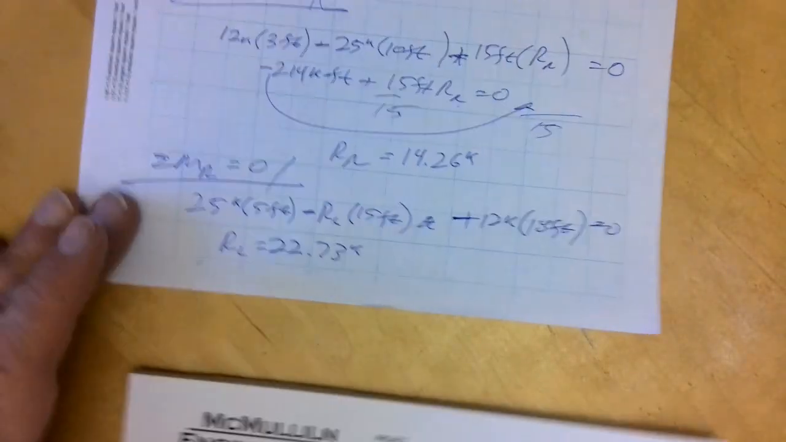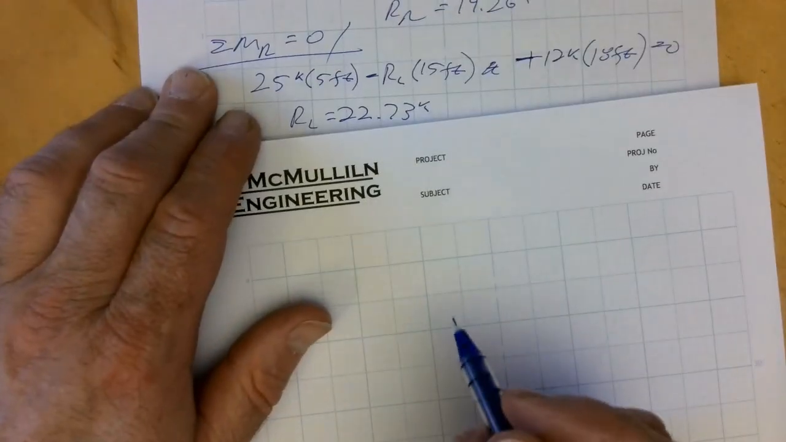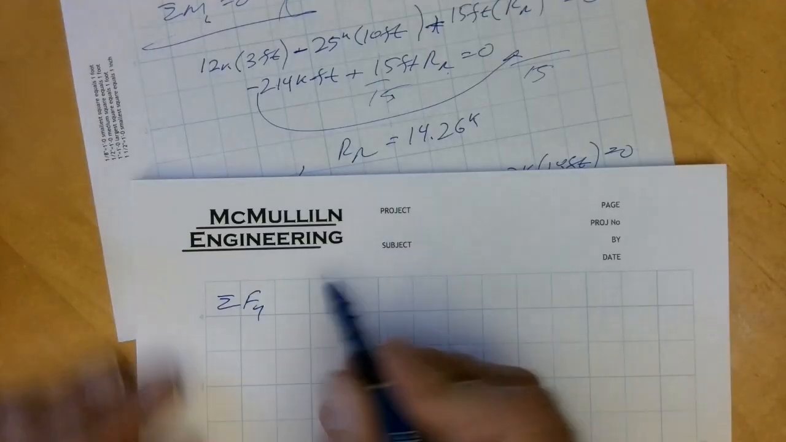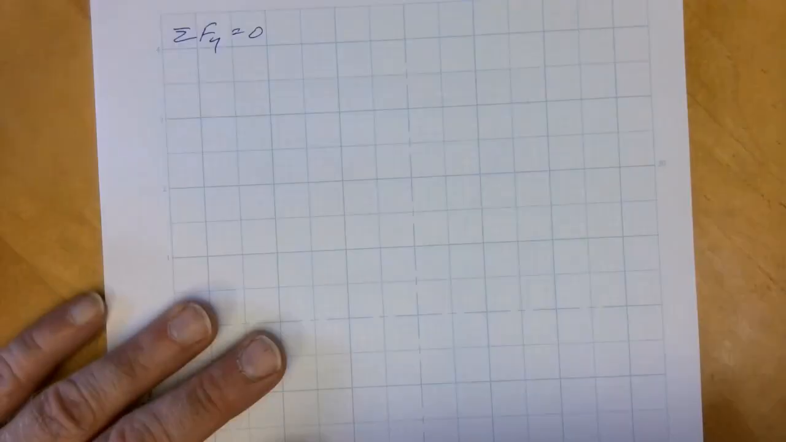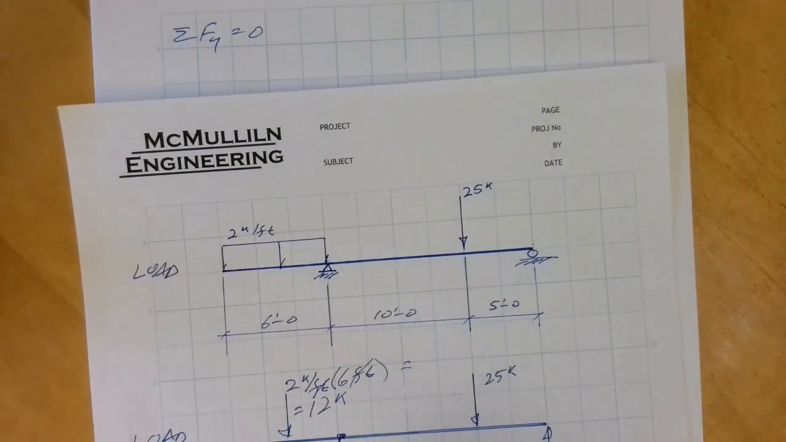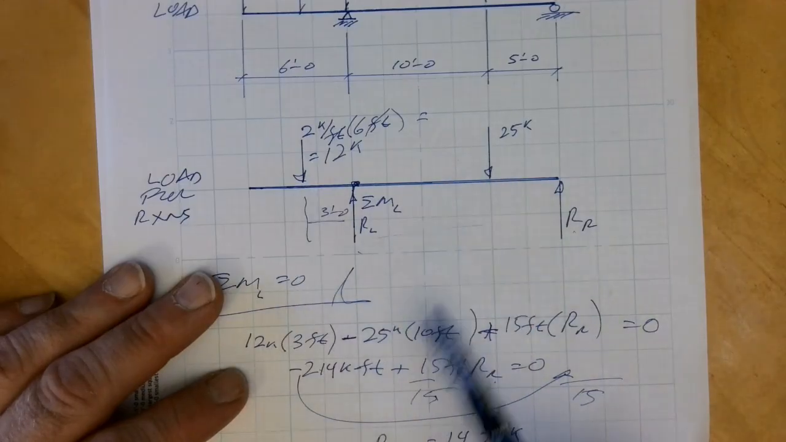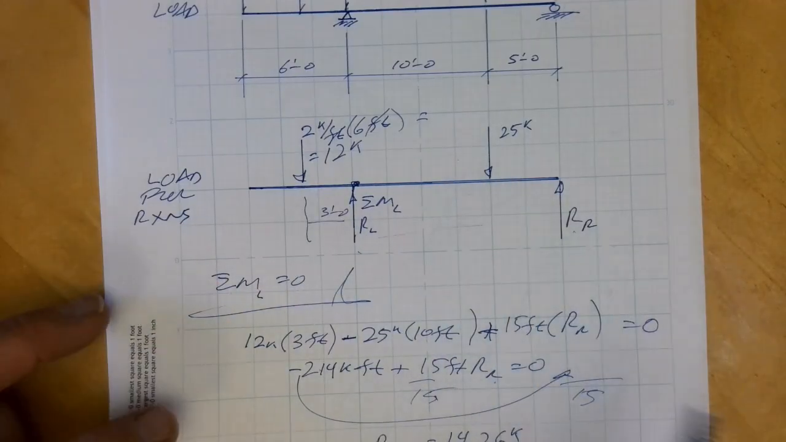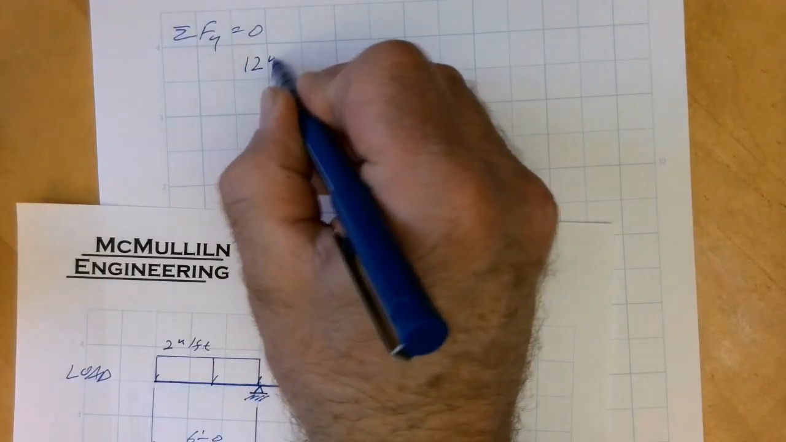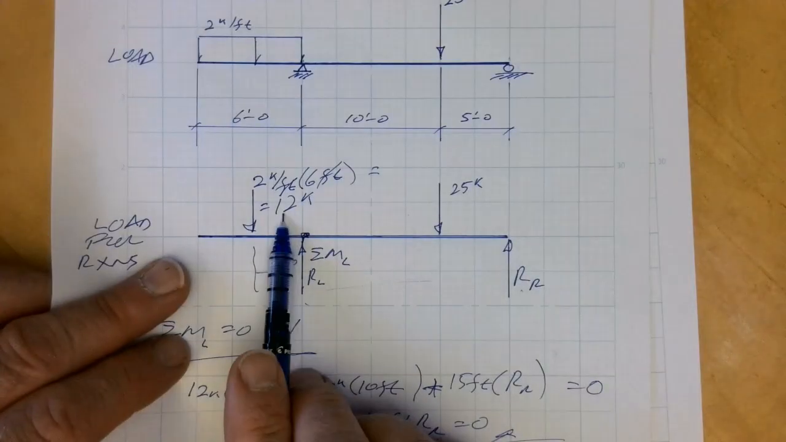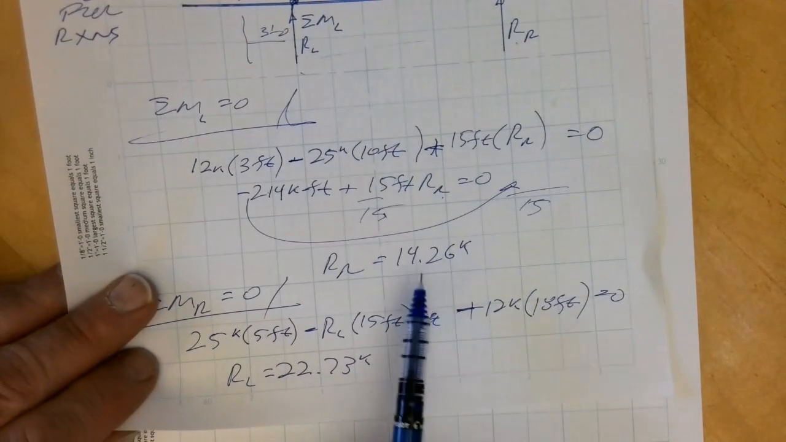So let's do sum of forces in the y direction just to see if everything's cool. So sum of forces in y equals 0. So if I come to my free body diagram, I've got 12 kips plus 25 kips downward, and then I have the right and left reactions upward. So I'm going to set those equal to each other. So 12 kips plus 25 kips, that's this guy plus that guy. That should equal this guy plus this guy. So we'll see if that's true.